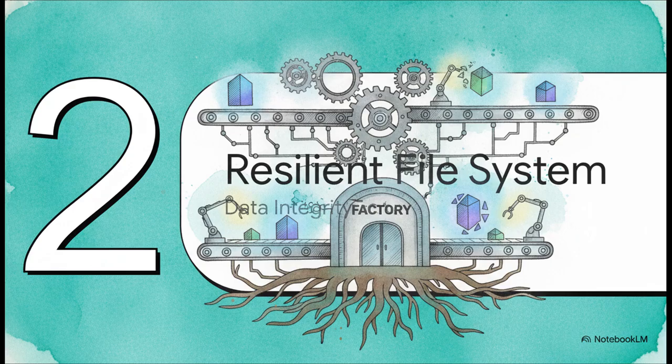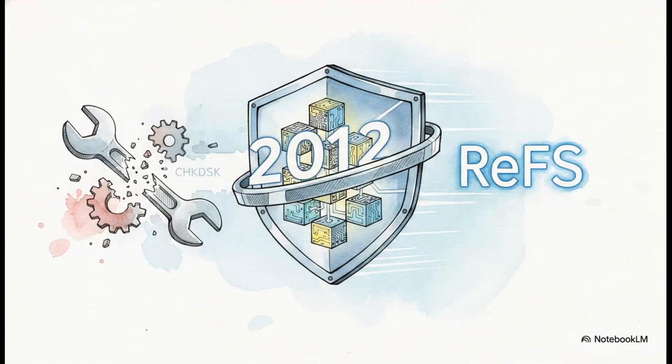Moving right along to Section 2, enter Resilient File System, which is basically a data integrity factory. Microsoft actually introduced ReFS back in Windows Server 2012 under the rather cool codename Protogon. Its entire architectural design is built around maximizing data availability and scaling super efficiently. But you know what the most revolutionary aspect is? With ReFS, you no longer need to ever run that old check disk utility. The system is designed to handle errors automatically, completely bypassing the need for exclusive offline access to your disks.